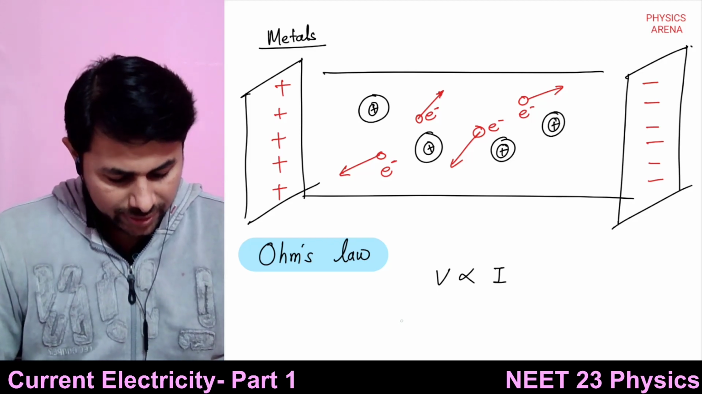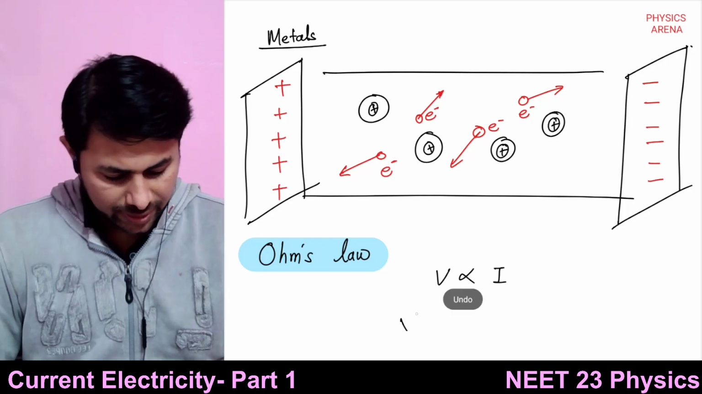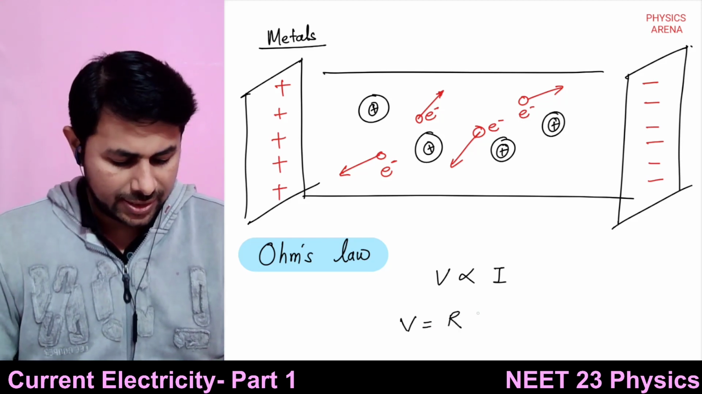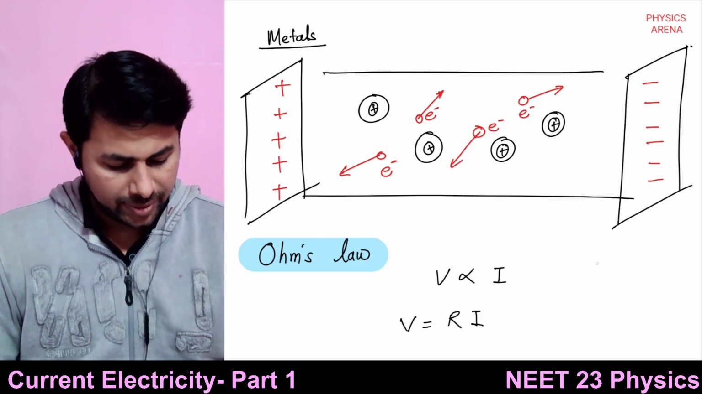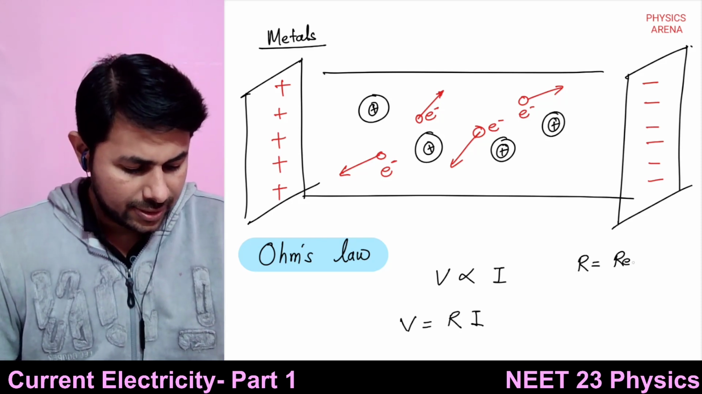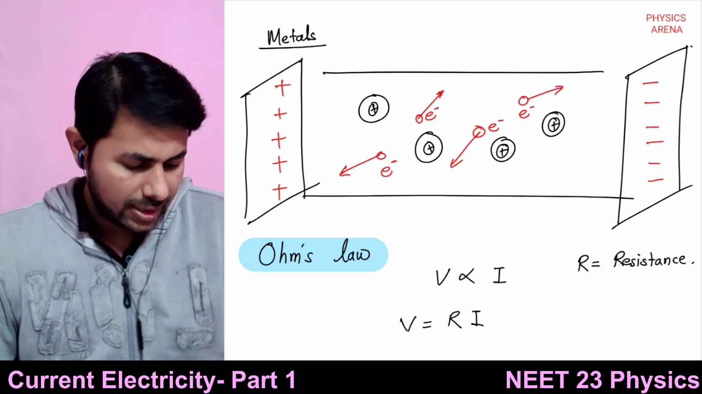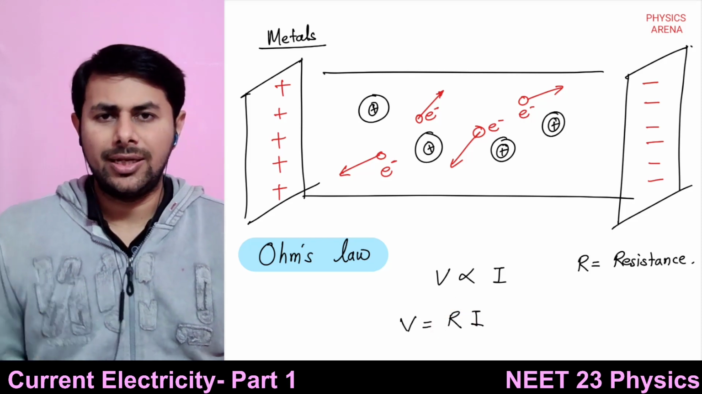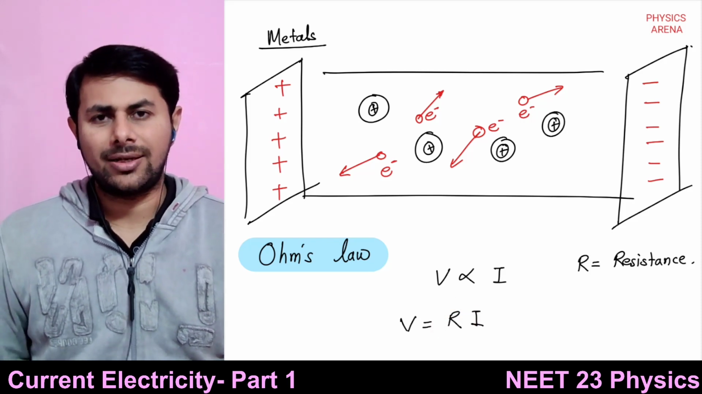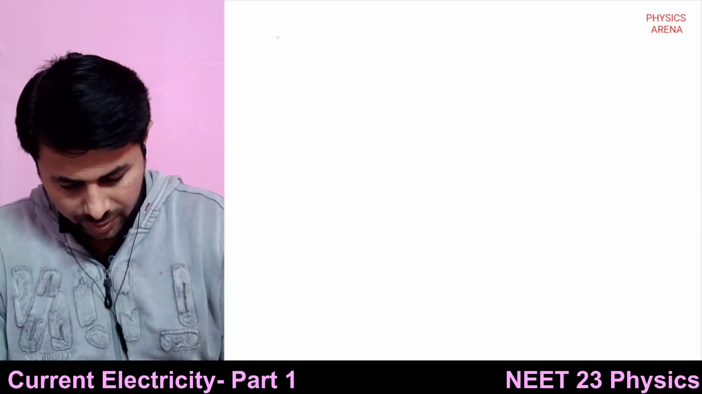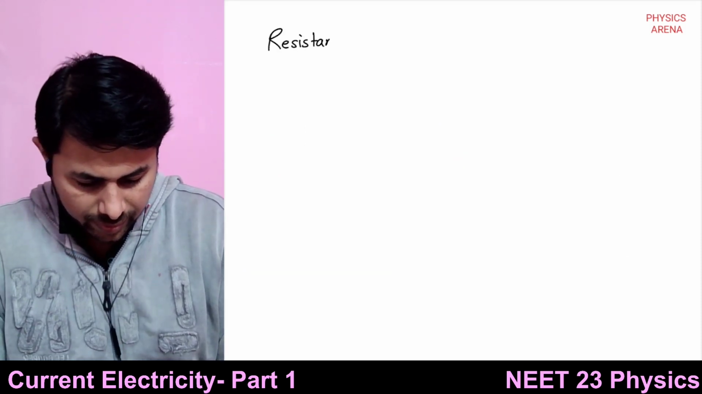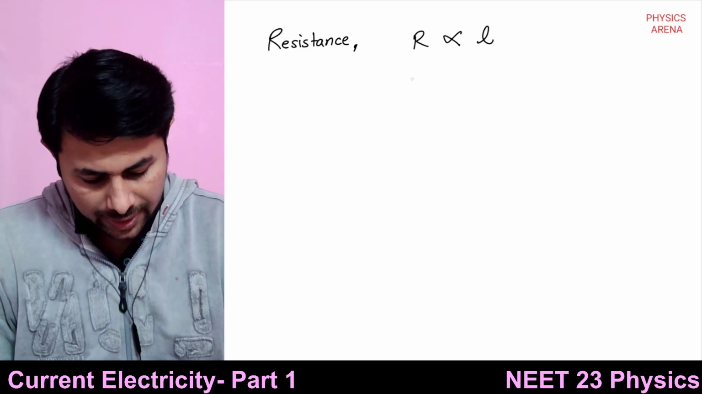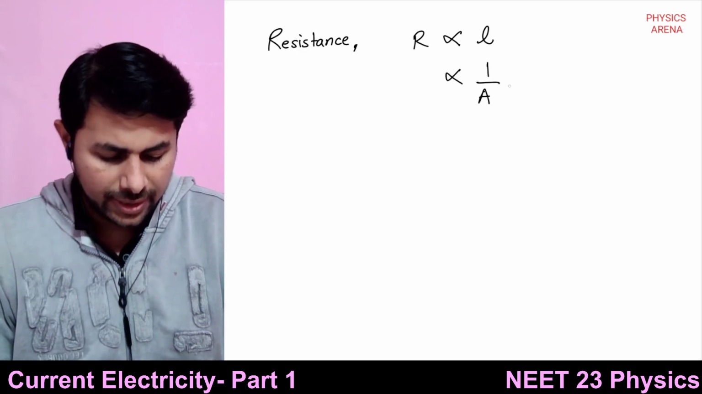And the proportionality constant between these two is known as resistance. So V is equal to R multiplied by I, where R is known as the resistance, and its meaning is clear from the name itself. It is the opposition to the flow of these electrons, opposition to the flow of an electric current. The resistance R is directly proportional to the length, and it is inversely proportional to the area of cross section.